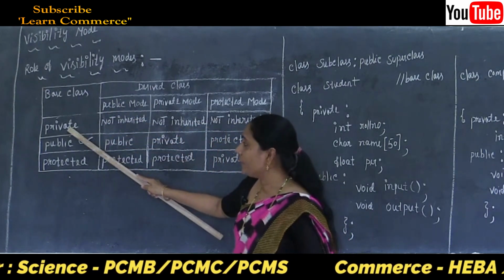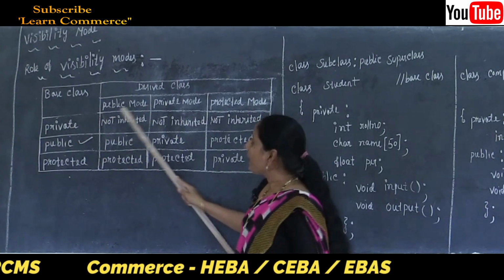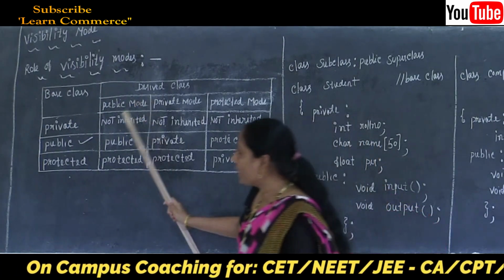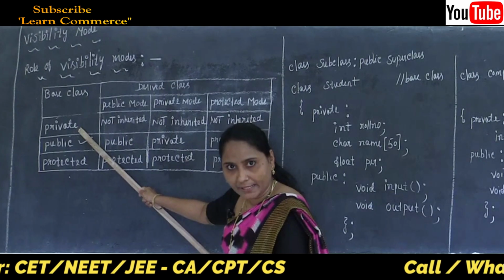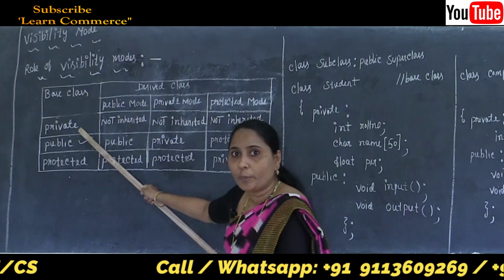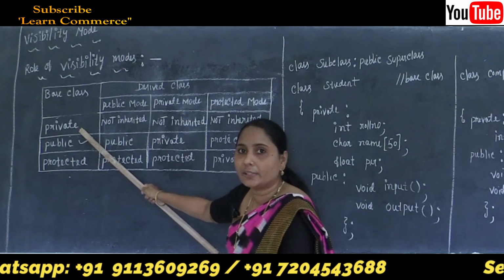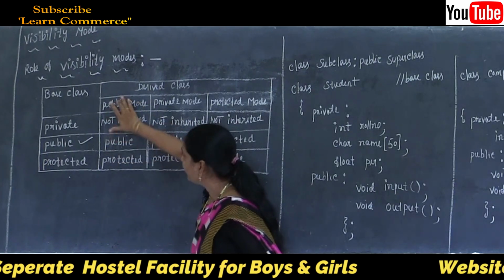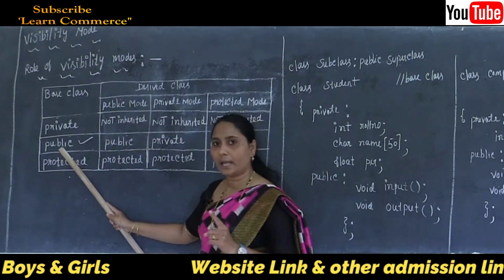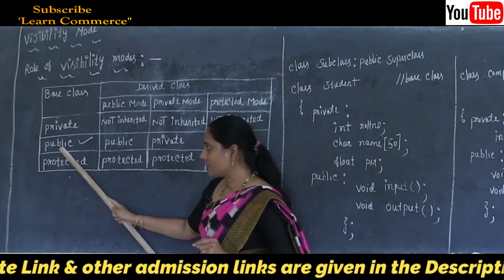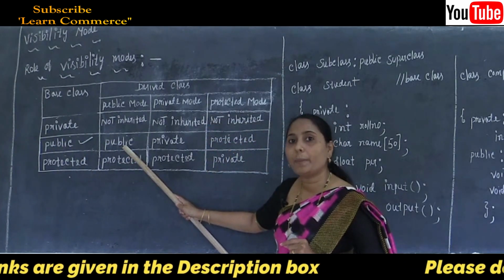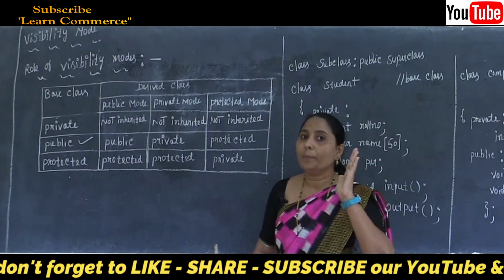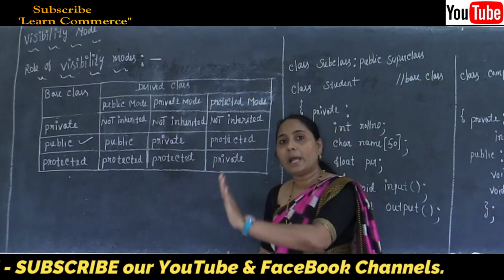The private members of the base class cannot be inherited to the public side of the derived class. What members are in the private side of the base class, such members are not possible to shift into the public side of the derived class. So first, what I said in the first line: the public members of the base class can shift to the public side of the derived class.